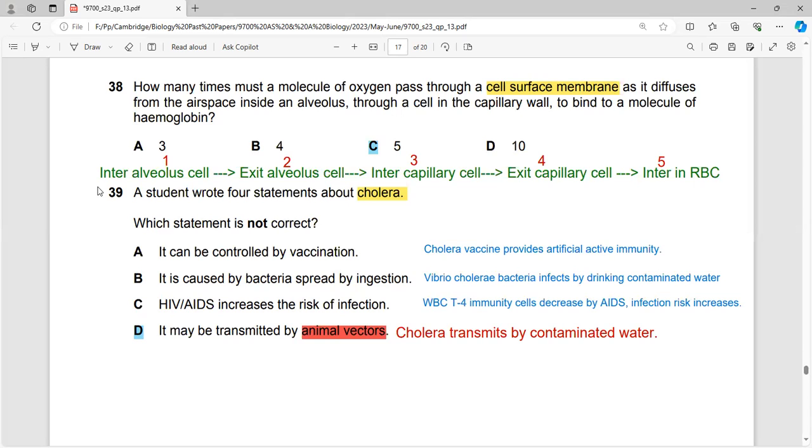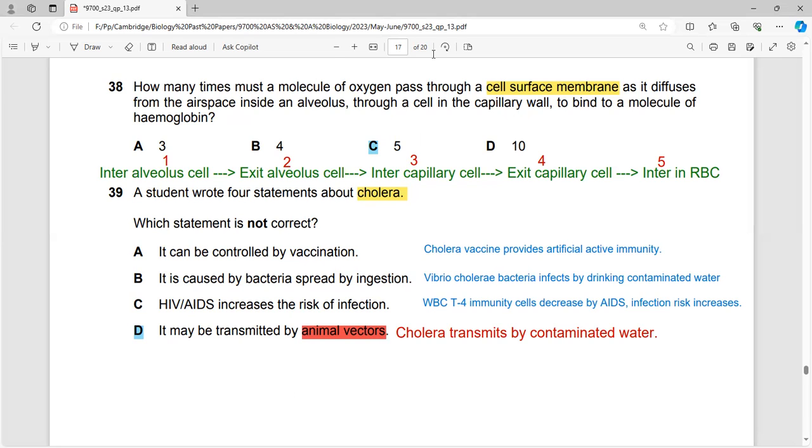First it will enter the alveolar cell and cross one cell membrane. Then it will exit the alveolar cell and cross a second cell membrane. Then it will enter the capillary cell and cross a third cell membrane. Then it will exit the capillary cell, the fourth cell membrane. And then it will enter the red blood cell, the fifth cell membrane. So overall it will cross five cell membranes. So here C is our correct option.